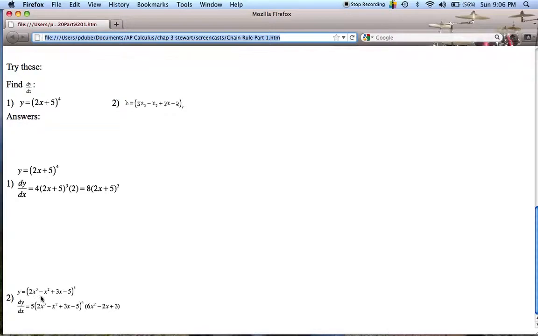y was 2x cubed minus x squared plus 3x minus 5, all to the 5th. You would take the derivative the same way. 5 times 2x cubed minus x squared plus 3x minus 5 to the 4th. Notice the 2x cubed minus x squared plus 3x minus 5 shows up exactly as it was in the problem when you're doing that first step of the derivative. And then the derivative of 2x cubed is 6x squared. The derivative of x squared is 2x, and the derivative of 3x is 3. And the derivative of the 5 is 0, which is why it disappears.